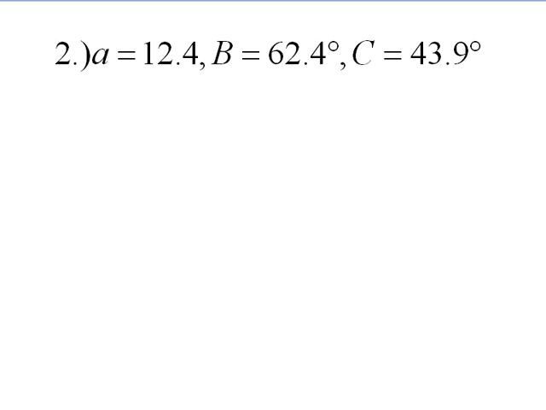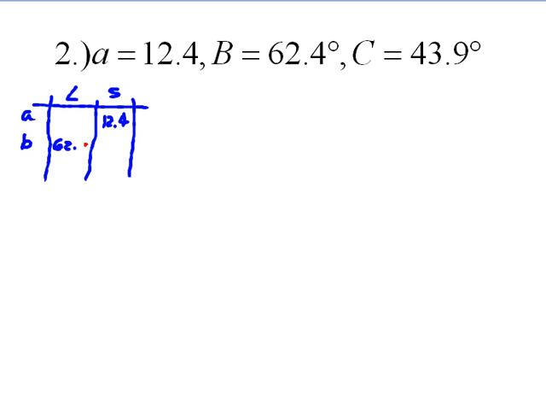Okay, here's our first one. Now, I start off by doing a little thing that helps me out. Angle and side. So I have A, and the side is 12.4. B, I don't know, let's say I know the angle, 62.4 degrees. I should have made this a little bigger, sorry. And I have C, I know the angle is 43.9 degrees.